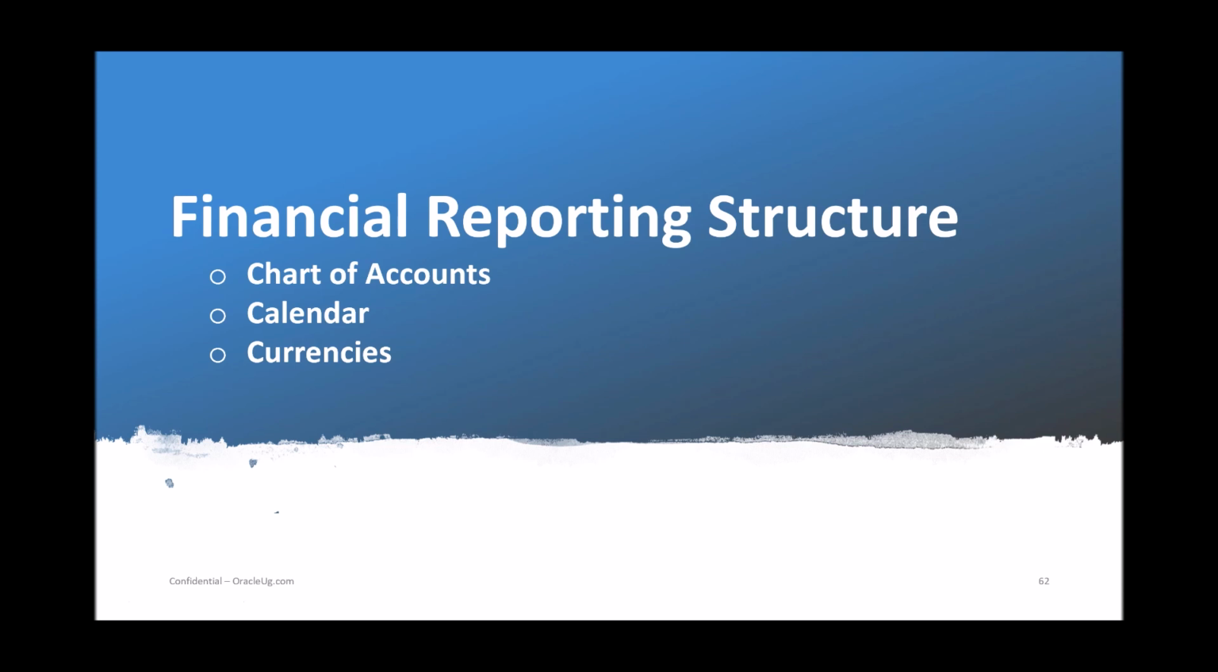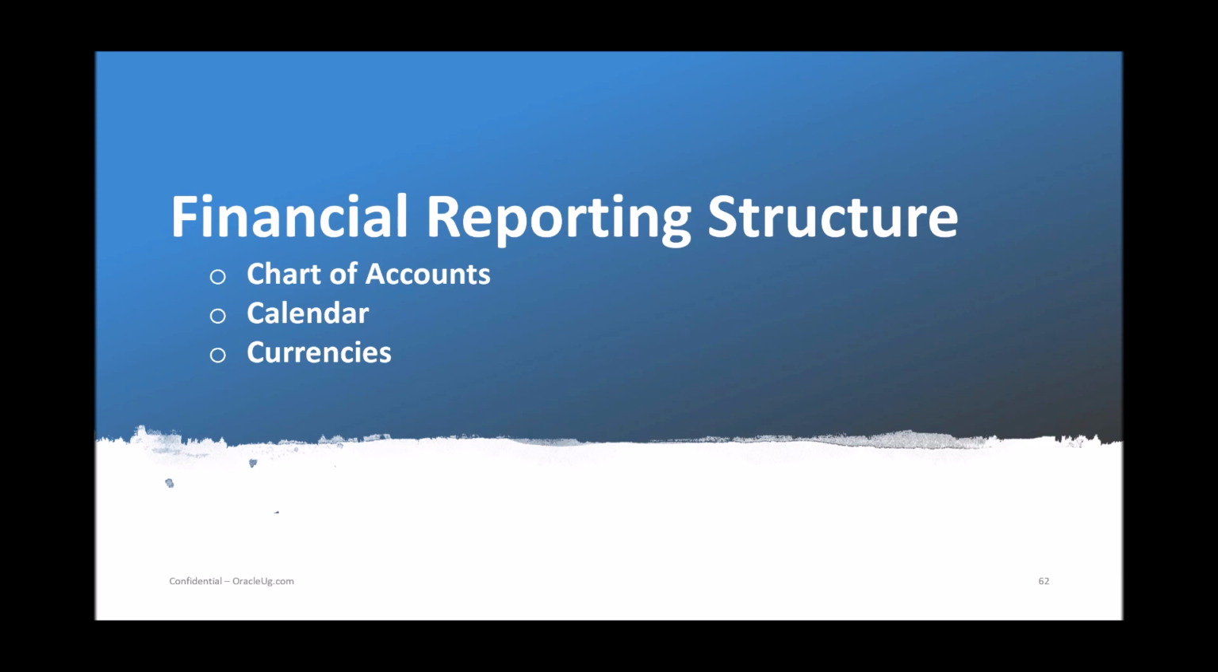And then R12 Oracle added another C, that is accounting convention. So now in R12 as well as in cloud applications, the financial reporting structure consists of 4 different elements: chart of account, calendar, currency, and then accounting convention. In this session, we'll focus on these 3 elements. We'll have a separate session for subledger accounting.